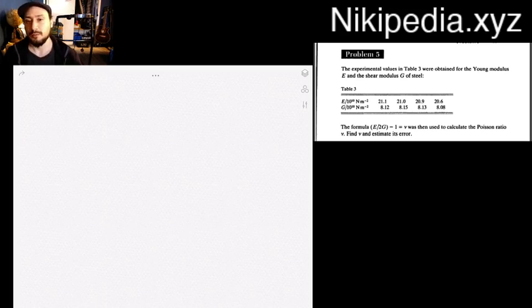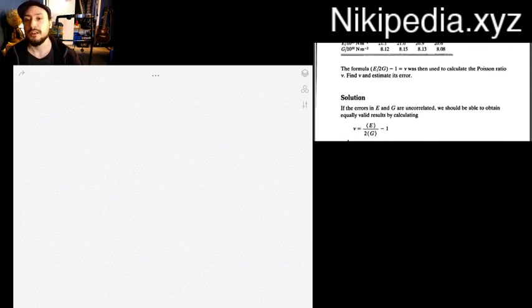Physics by example, problem 5. The experimental values in table 3 were obtained for the Young modulus E and the shear modulus G of steel. Table 3. E divided by 10 to the power 10 newtons per meter squared: 21.1, 21.0, 20.09, 20.06. G divided by 10 to the power 10 newtons per meter squared: 8.12, 8.15, 8.13, 8.08. So off the bat it looks a little correlated.